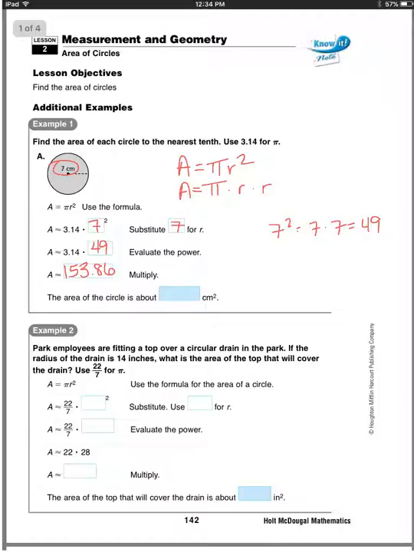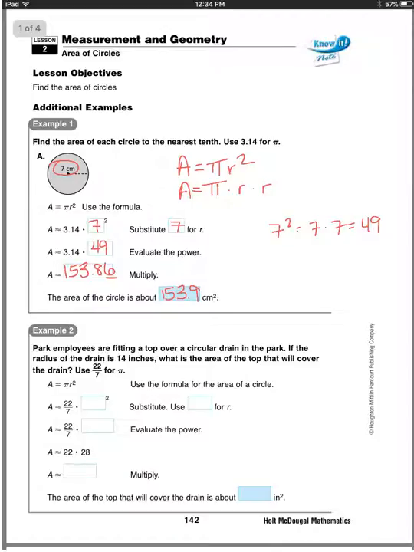153.86. Now it says to round to the nearest tenth, so we're going to look at this 6, and that's going to bring the 8 to a 9, so we're about 153.9 centimeters squared.